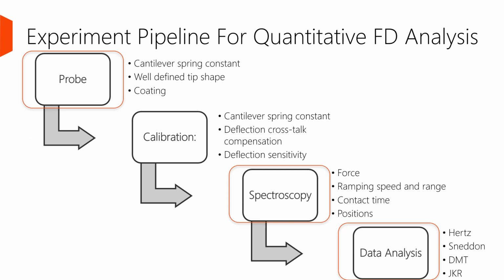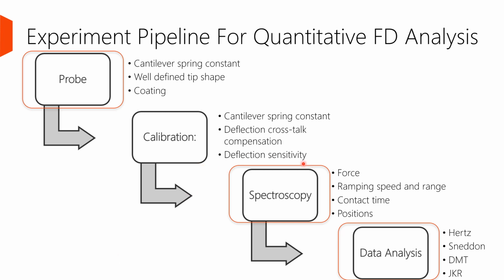So to be more quantitative in our force spectroscopy measurement, some regular experimental pipeline should be followed. First, we need to select a proper probe. So by proper probe, I mean we need to select the proper cantilever spring constant, and we need to decide what kind of tip we are going to use to probe our sample. And then we need to do a high quality calibration of the cantilever. And this section has been covered in our February section.